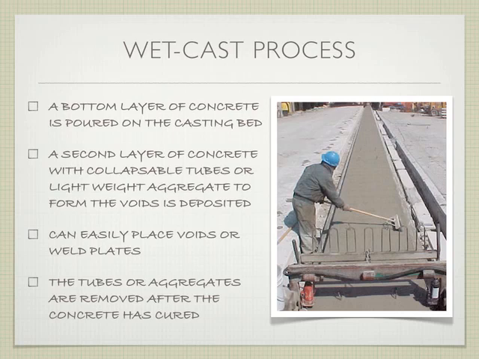After that, we put a second layer of concrete on, but we put these collapsible tubes or some kind of sand aggregate that we can get rid of, styrofoam maybe. And we create those voids artificially on top of this surface, and then we pour the concrete around those voids. After we've done that, we put a topping layer on top of those voids. And then we deflate the tubes or we pull out the aggregates, and we end up with the voids. So it's not as precise, it's not as clean looking.